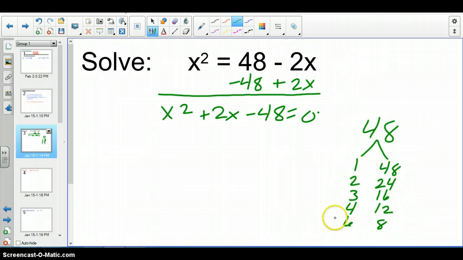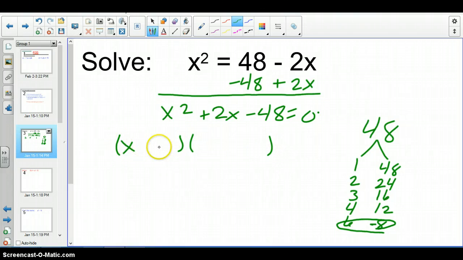Now we need to look at these numbers here and see what we can do to get a positive 2. Well, if we look here, 6 and 8 can get us a positive 2 when 8 is negative and 6 is positive, because we also need these two numbers to multiply to a negative 48. So set up parentheses here, and we have x plus 6 and x minus 8 equals 0.